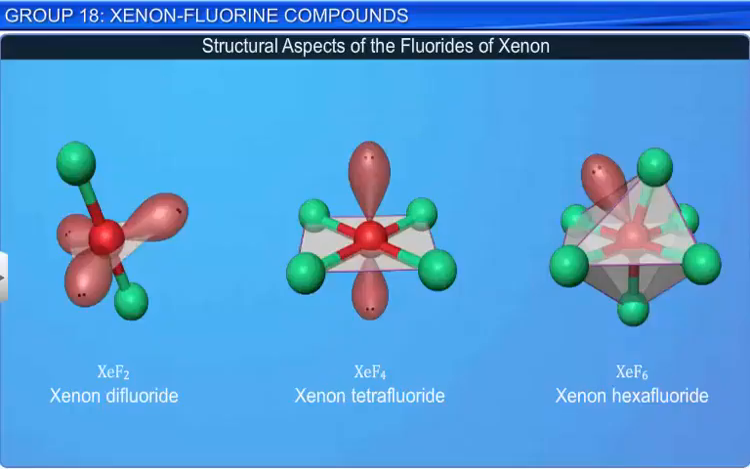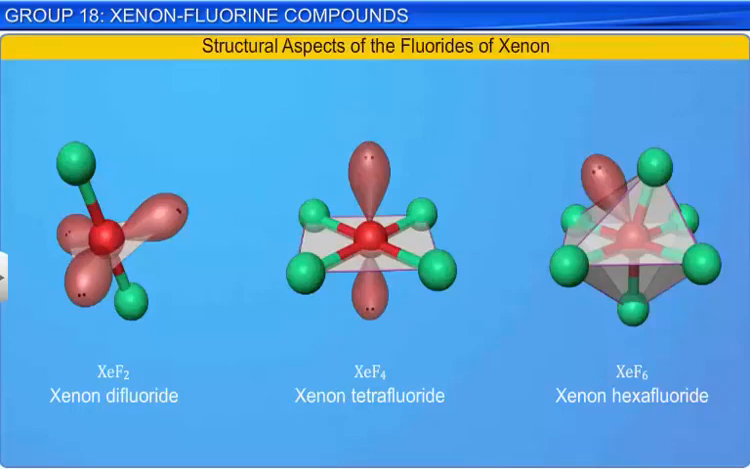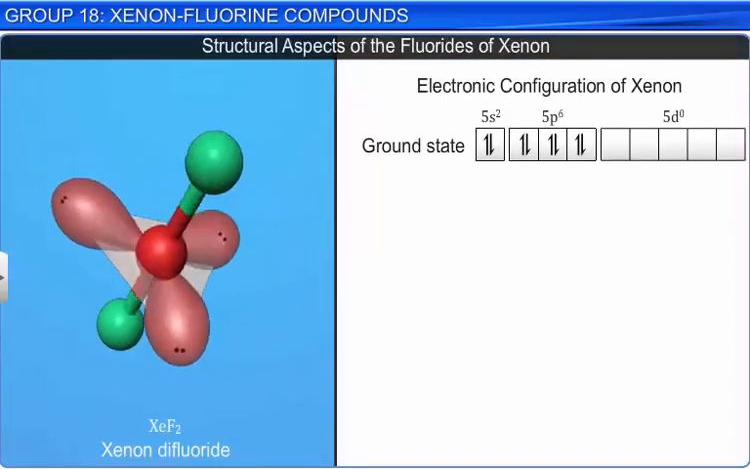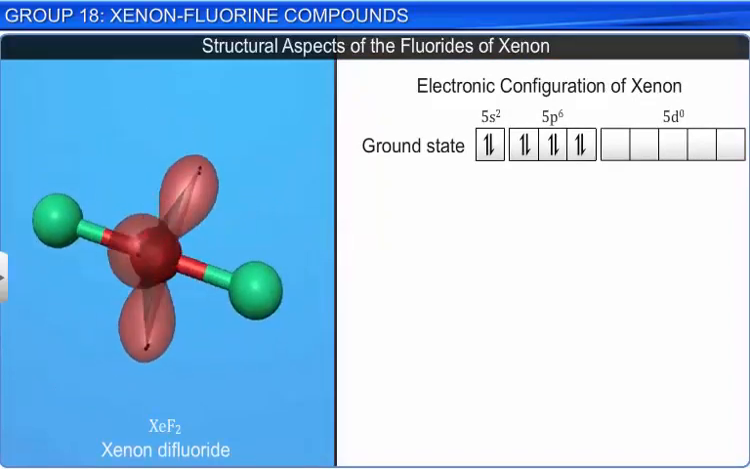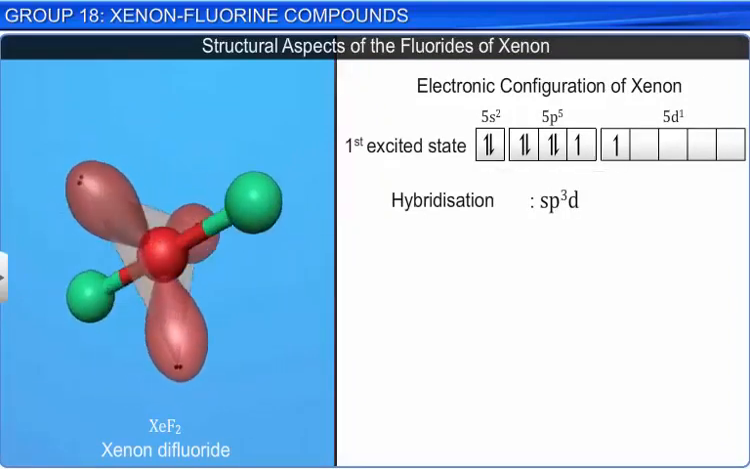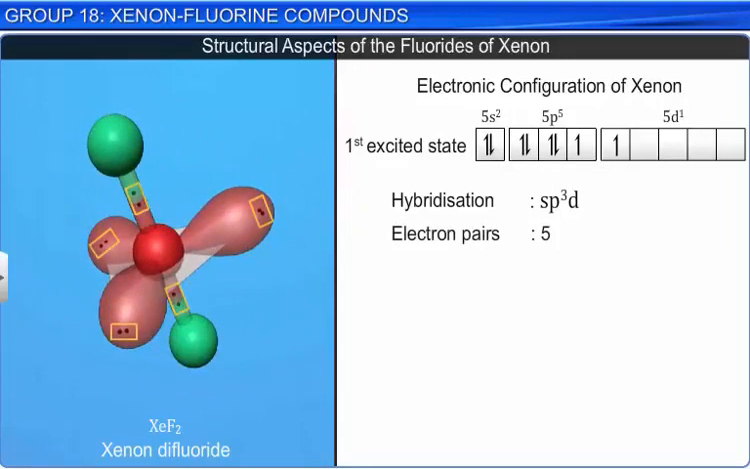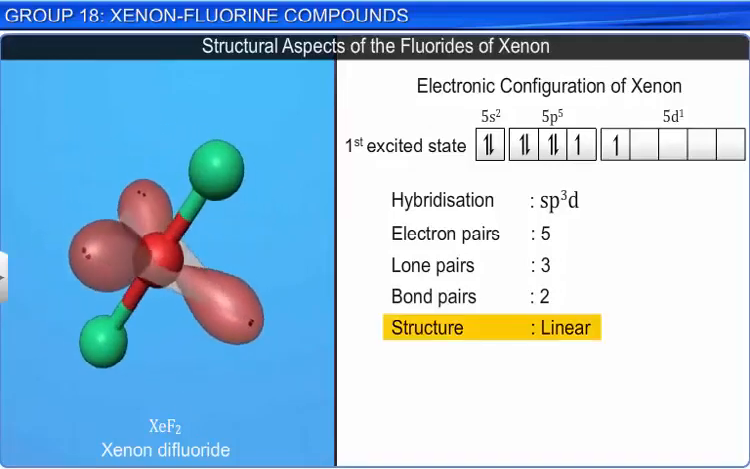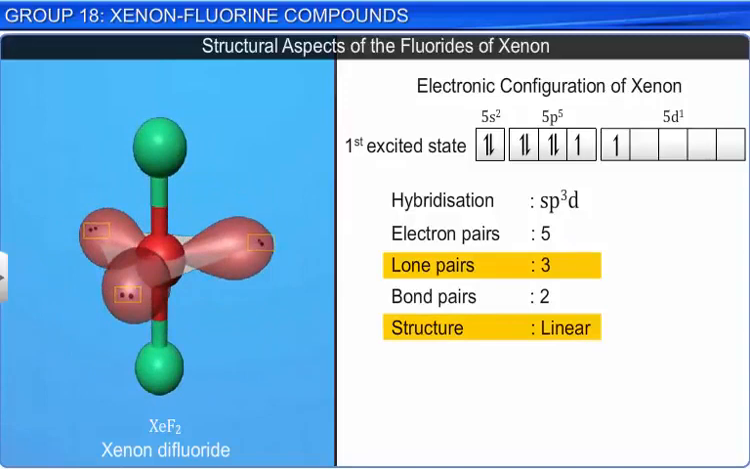Let us now take a quick look at the structural aspects of the fluorides of xenon. The central atom, xenon, in xenon difluoride undergoes sp3d hybridization. Xenon difluoride has 5 electron pairs. Of these, 3 are lone pairs and 2 are bond pairs. The structure of xenon difluoride is linear owing to the presence of the 3 lone pairs of electrons on the central xenon atom, as shown here.